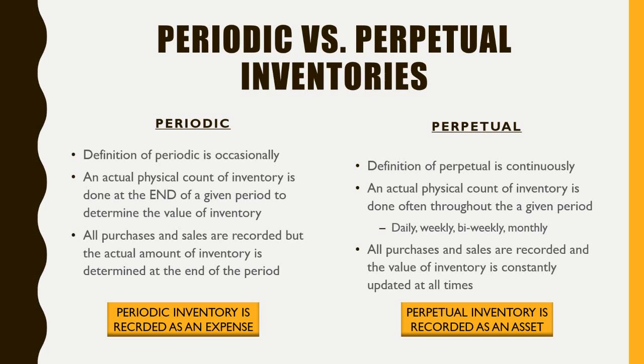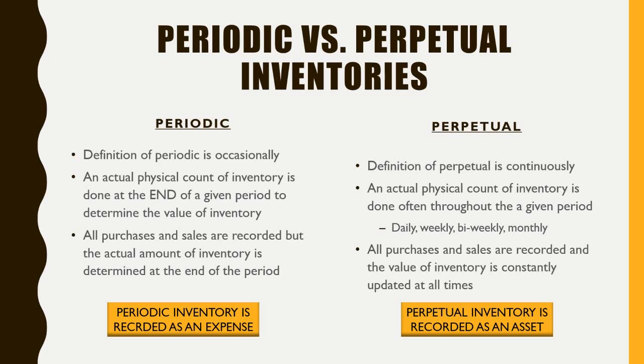Perpetual, if you look it up in the dictionary, literally means constantly. So this concept means that if you're constantly dealing with your inventory, you're constantly updating it. Every time you make a purchase, you update it. Every time you sell something, you update it. So at the end of the day, you don't necessarily need to take a physical count of your inventory, because at the end of every transaction, you should know automatically how many items you should have left in inventory.